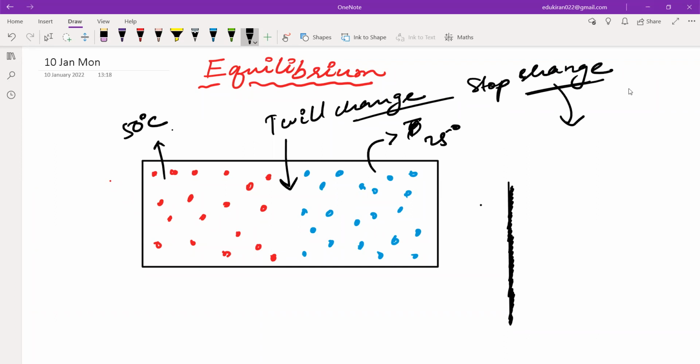Now this concept is very important: when we are talking about an equilibrium, there should be one macroscopic property that should be constant.